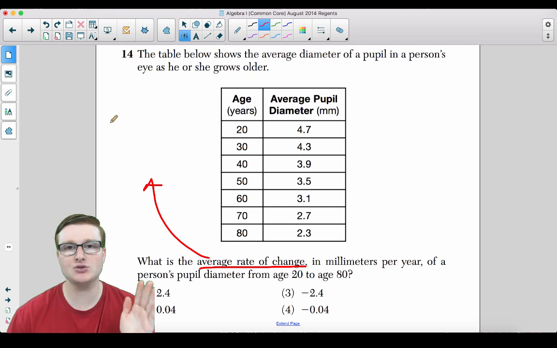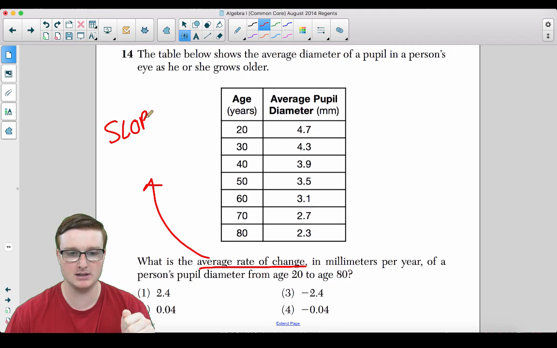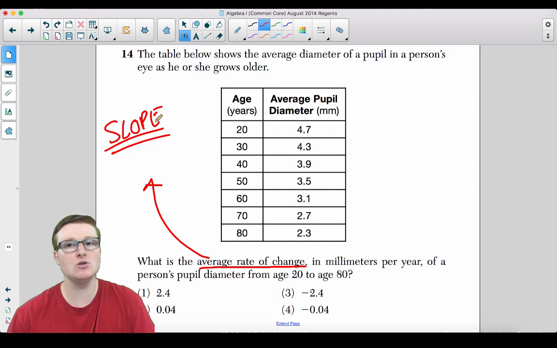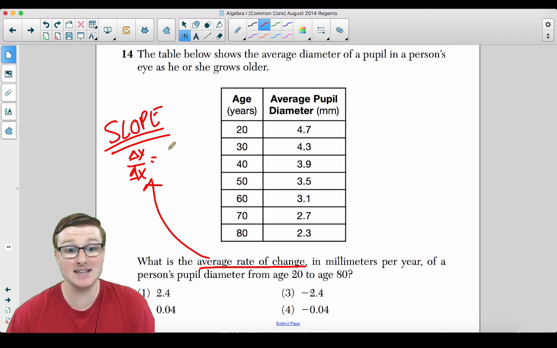Okay. Average rate of change, if you don't know it by now, I will start screaming into the microphone. Average rate of change means slope. Okay? Make sure that you know what it means. Slope can be calculated by the change in y over the change in x, which is just the same thing as saying y2 minus y1 over x2 minus x1.